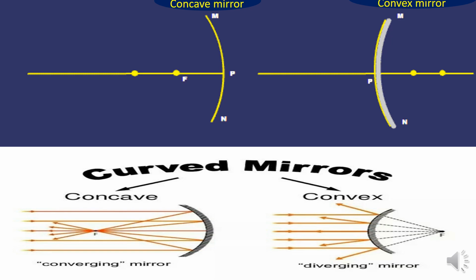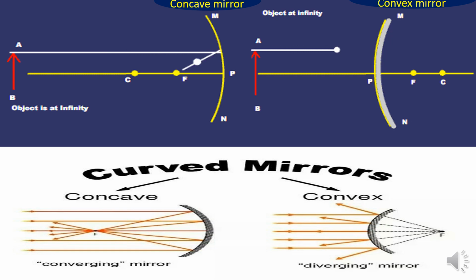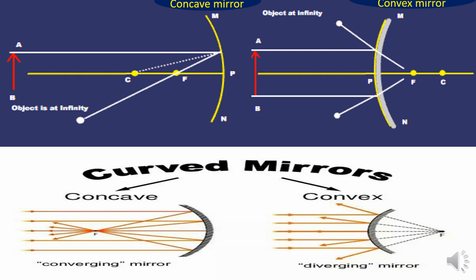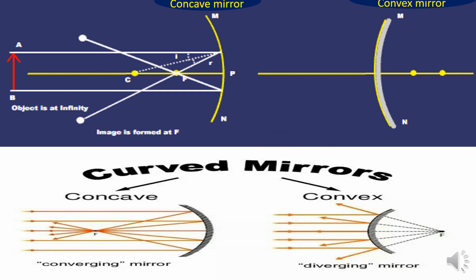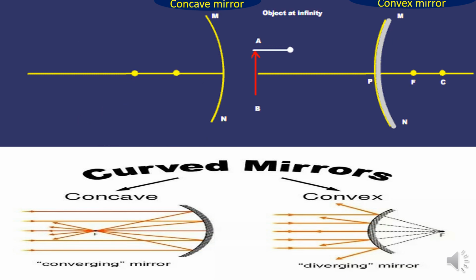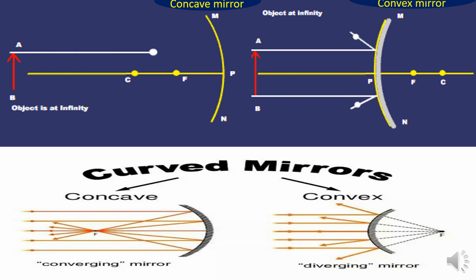When the light rays from infinity parallel to the principal axis fall on the concave mirror, they get reflected and converge at a point on the principal axis of the mirror called the principal focus of the concave mirror. Hence it is called the converging mirror. In a convex mirror, the light rays from infinity parallel to the principal axis fall on the convex mirror, get reflected and appear to diverge from a point on the principal axis of the mirror called the principal focus of the convex mirror. Hence it is called the diverging mirror.